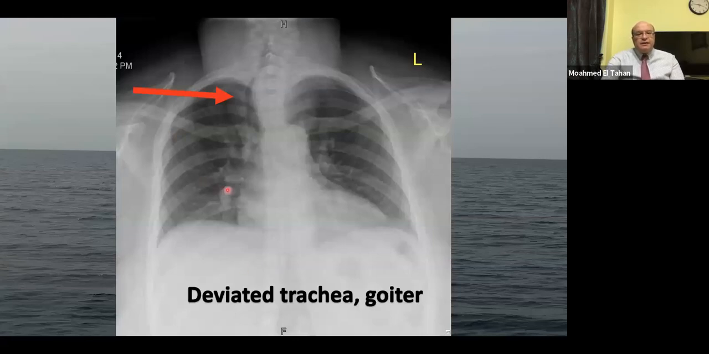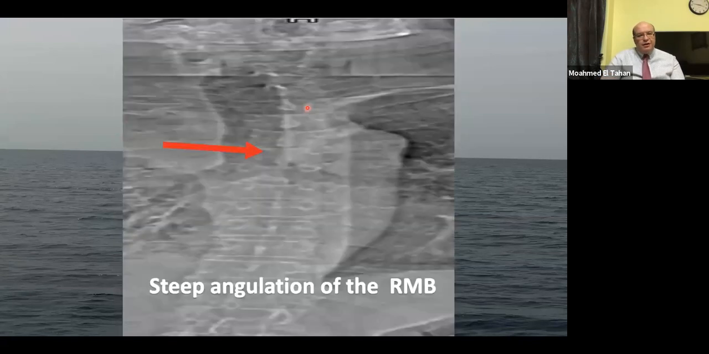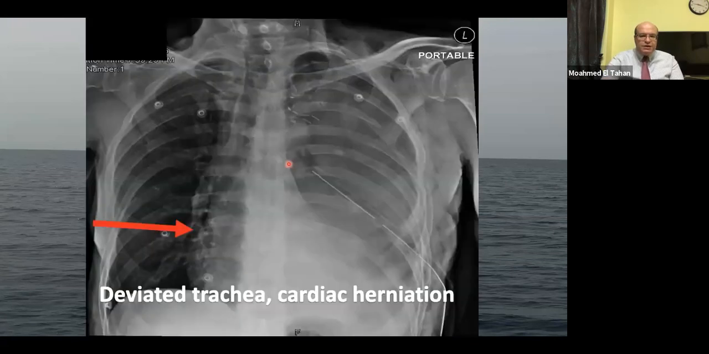A deviated trachea here with a retrosternal goiter, as you can see, with a narrowing of the trachea is challenging because you cannot use a double-lumen tube in this case except with extreme difficulty. Instead, you might think of using a single-lumen tube with a blocker. Steep angulation of the right main stem bronchus as well is acknowledged.